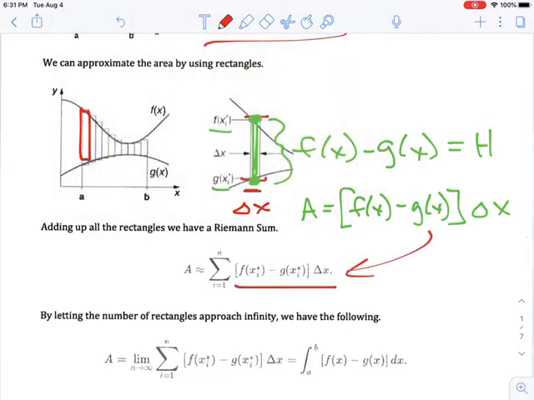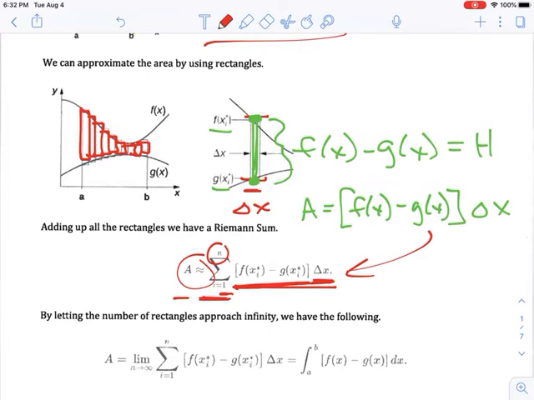Okay, that's the formula. Well, to find the area of all of these rectangles, we create what is called a Riemann sum, which means we add up a whole bunch of areas, and so we use the sigma notation. And so the area is approximately equal to the summation from rectangle 1 to rectangle n, however many rectangles there are, let's just say 10. We're going to add up 10 rectangles. We're going to take the difference between f of x minus g of x and multiply it by delta x.